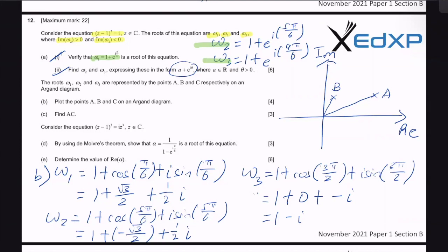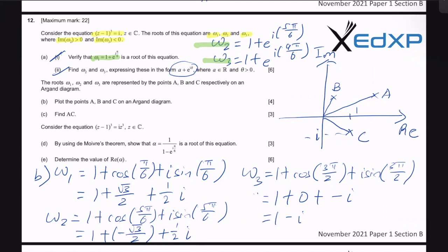And C will be 1 minus i in the fourth quadrant. So it's 1 and this minus i. Okay, minus i. So we have A, B, C, and that is for part B, the Argand plot.